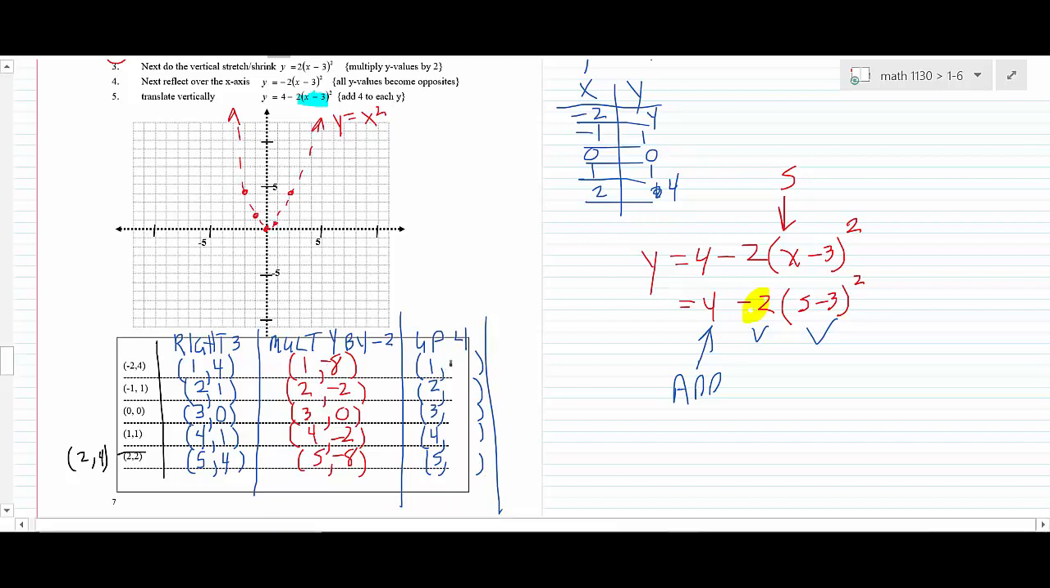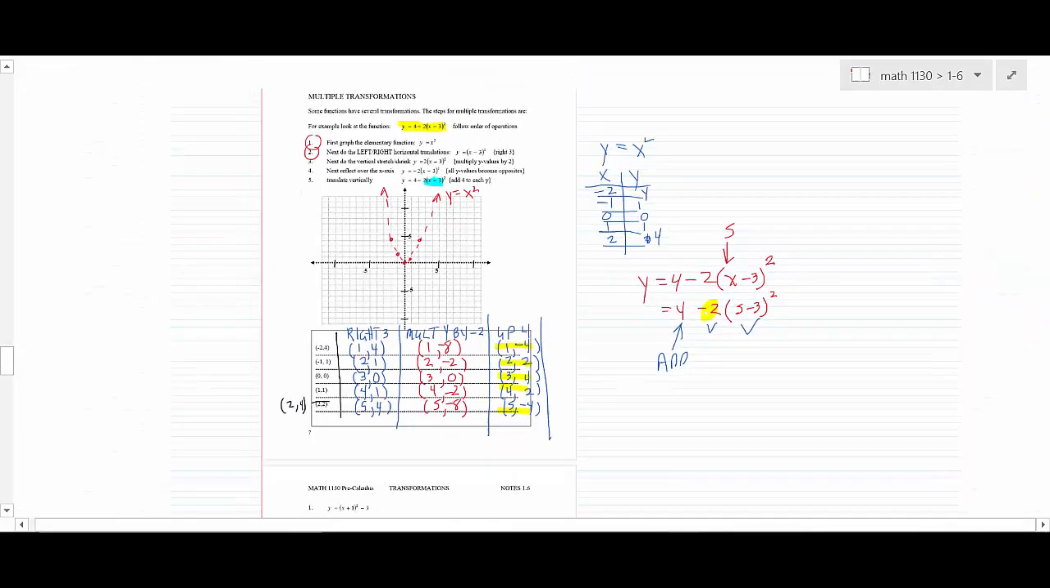Negative 8 plus 4 is negative 4. Negative 2 plus 4 is 2. 0 plus 4 is 4. Negative 2 plus 4 is 2. Negative 8 plus 4 is negative 4, like that. So what you have is, those are your final points like that.